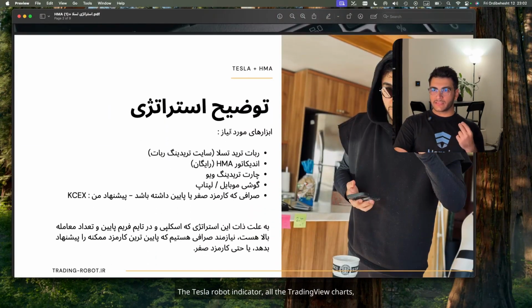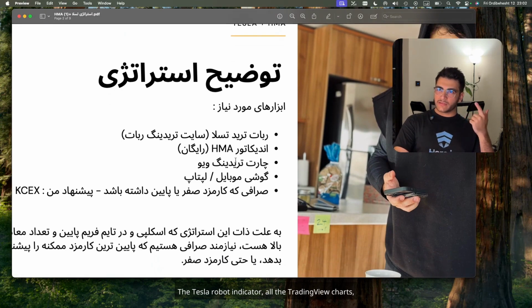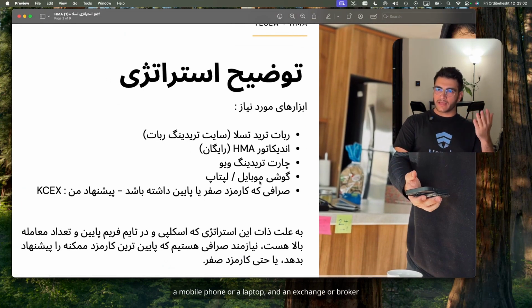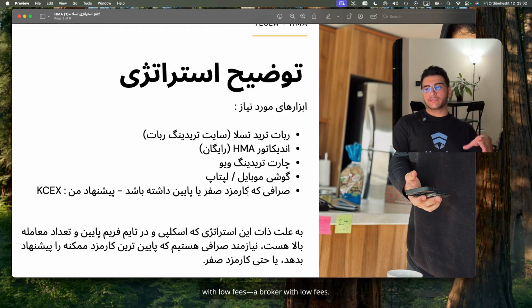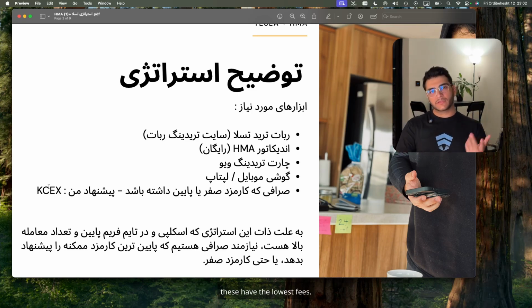The Tesla robot indicator, all the TradingView charts, a mobile phone or a laptop, and an exchange or broker with low fees. A broker with low fees. I don't know any. If you do, let me know in the comments. Low fee exchanges that provide service to Iranians. Right now, there are still some like KCX, but these have the lowest fees.